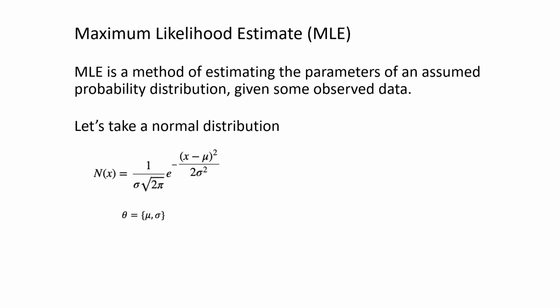In the maximum likelihood estimation method, our aim is to find the values of parameters that will maximize the likelihood of observing the given data set. Let's take the example of the normal distribution, whose density is given by this function. Let's say this is f of x, and we have the parameters theta, which is mu and sigma.